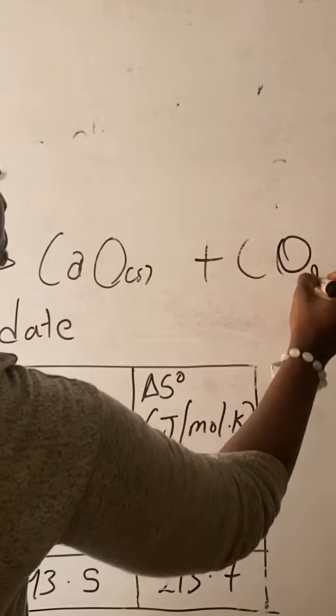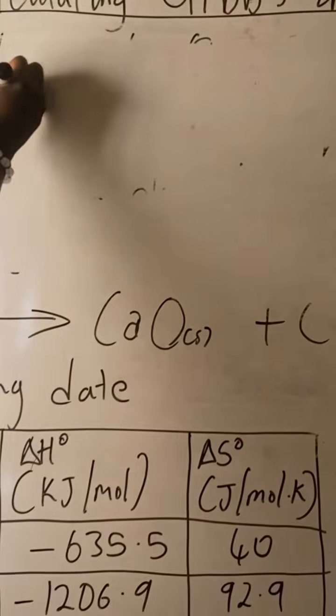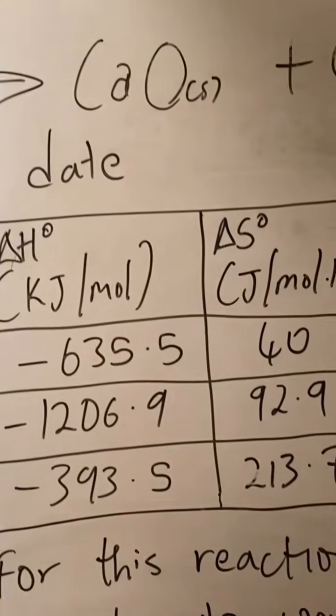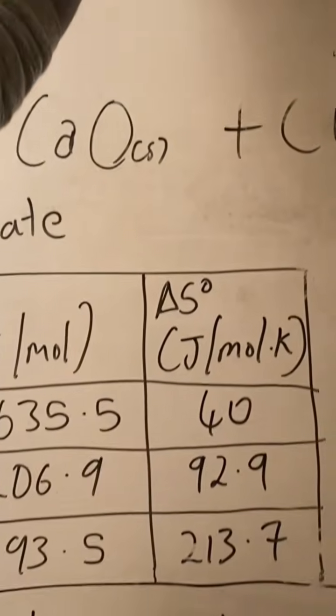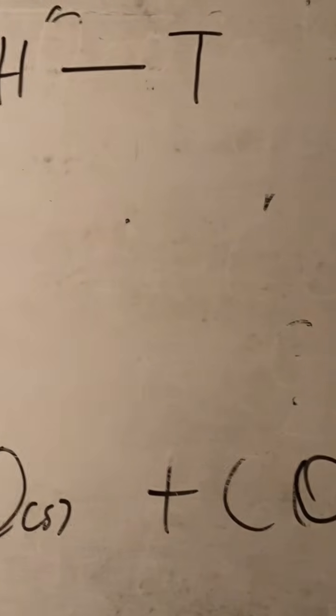So what formula are we using? The formula we are using is delta G, because they ask us to calculate the delta G for this reaction, which is delta H, change in enthalpy, minus T, which is temperature as measured in absolute Kelvin.